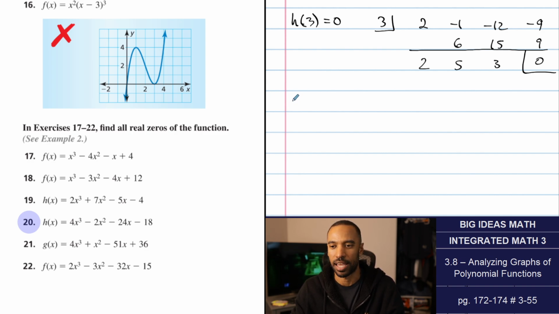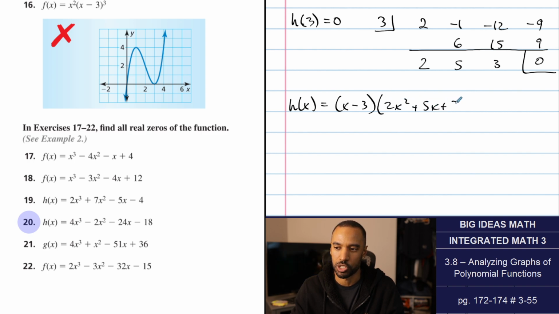And I'm going to go back to that thing again, to the graphing calculator, to show you something else with that after. So x minus 3 and then 2x squared plus 5x plus 3. This 2 is factorable.